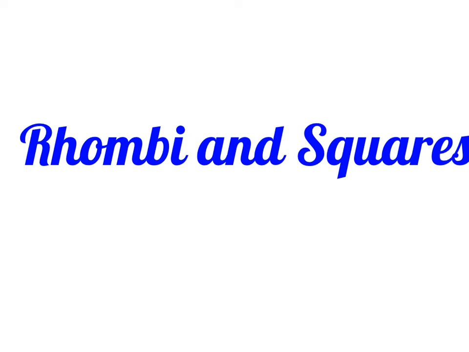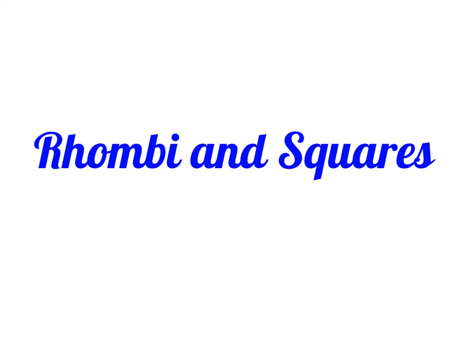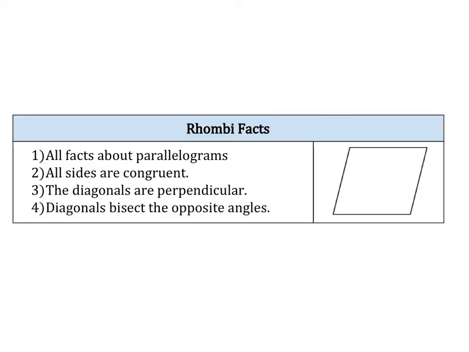Hi everybody, today we are going to talk about two more types of quadrilaterals. We're going to talk about rhombi and squares. So if you remember, a rhombus is a type of parallelogram, so therefore it has all of the facts about a parallelogram. So if something is true about a parallelogram, it is also true about a rhombus. However, there are three more specific facts that apply to rhombi that don't necessarily apply to parallelograms.